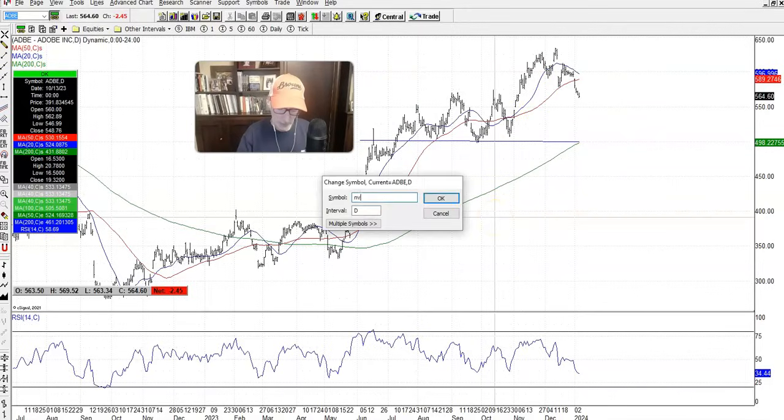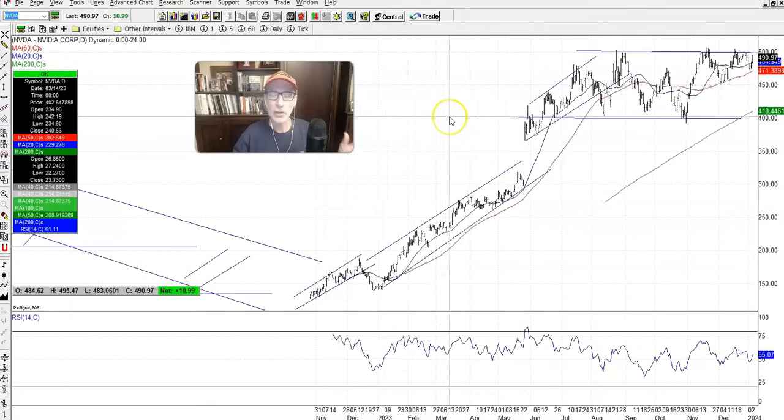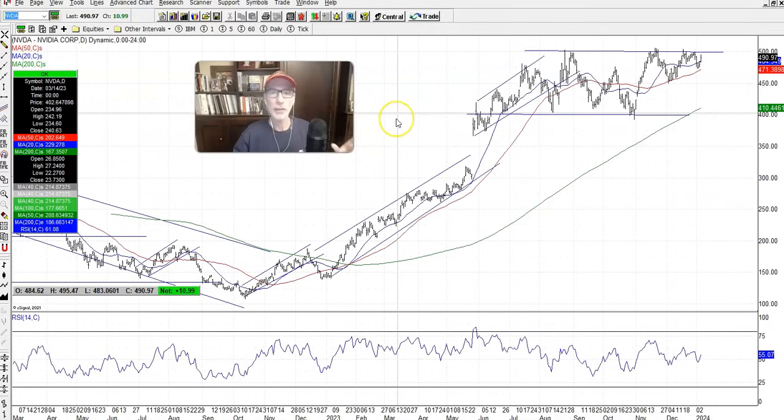Let's look at Nvidia. And all these things that I'm saying here, it's not all 100%. These are just the things that I'm seeing on the charts. This is not financial advice in any way, shape, or form. These are just the things that I'm seeing on the charts.